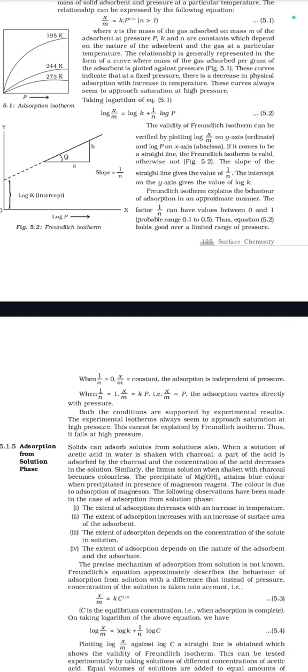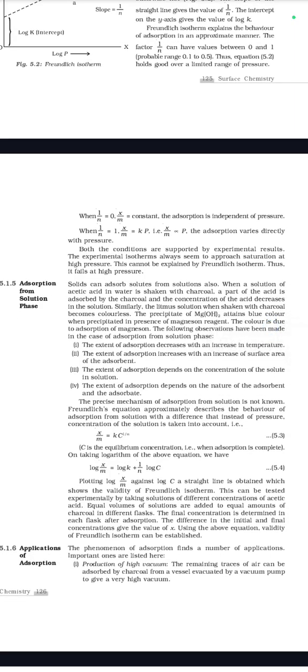Freundlich isotherm explains the behavior of adsorption in an appropriate manner. The factor 1 by n can have values between 0 and 1, with a probable range between 0.1 to 0.5. Thus equation 5.2 holds good over a limited range of pressure.